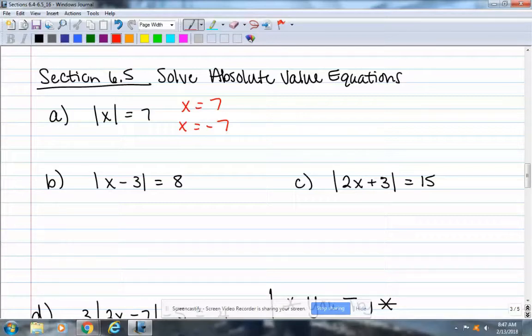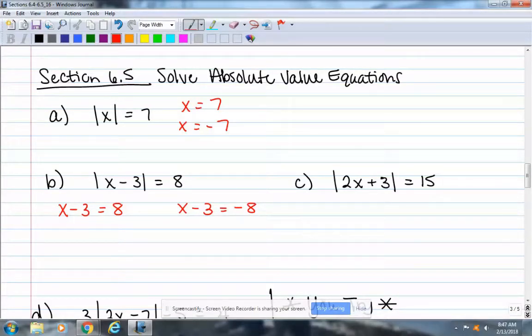Okay? So when we solve these more complicated things, like for instance problem B, the absolute value of x minus 3 equals 8, well, x minus 3 could equal positive 8, or x minus 3 could equal negative 8. The inside of this could be positive 8, and the inside of this could equal negative 8, because the absolute value of positive 8 is 8, and the absolute value of negative 8 is 8. Okay? So when we set this up, we set it equal to the positive and the negative value. And then you just solve them both.